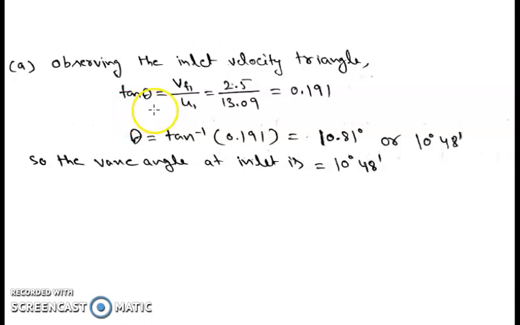So tan theta is equal to Vf1 divided by U1. Vf1 is 2.5 meter per second and U1 is 13.09 meter per second. So tan theta is equal to 2.5 divided by 13.09, which is equal to 0.191, and we get the value of theta as 10 degree 48 minutes. So we can say that the vane angle at the inlet is 10 degree 48 minutes.